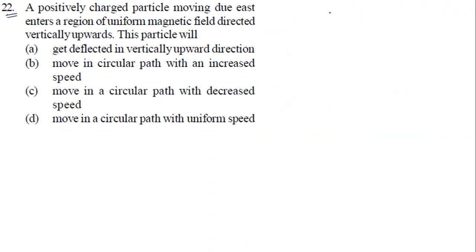Let me take the directions. This is east, this is west, this is north, and this is south. A positively charged particle moving due east means the particle is moving like this towards the east direction, so its velocity will be in this direction. It enters a region of uniform magnetic field directed vertically upward.